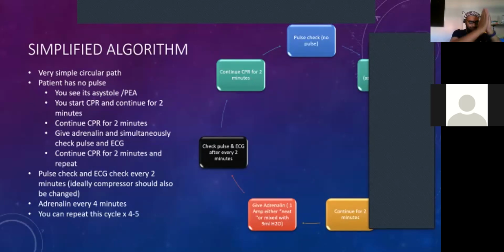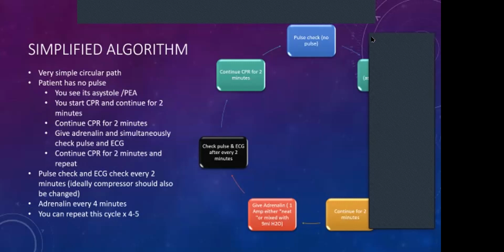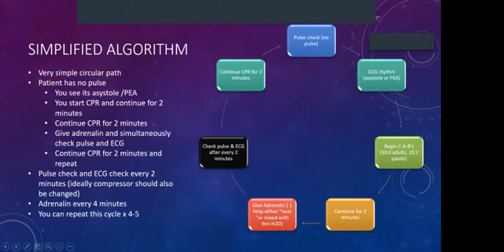So basically, no pulse, asystole, you do your compressions for 2 minutes and you give adrenaline. You continue compressions for 2 minutes again, and you check for your pulse. Maybe these two should have been around the other way. It might have made it easier. And after 2 minutes, you check for a pulse. There's still no pulse, you continue compressions for another 2 minutes. So you've completed 2 rounds of CPR, then you give adrenaline. Do you get what I'm trying to say? That's all that there is.